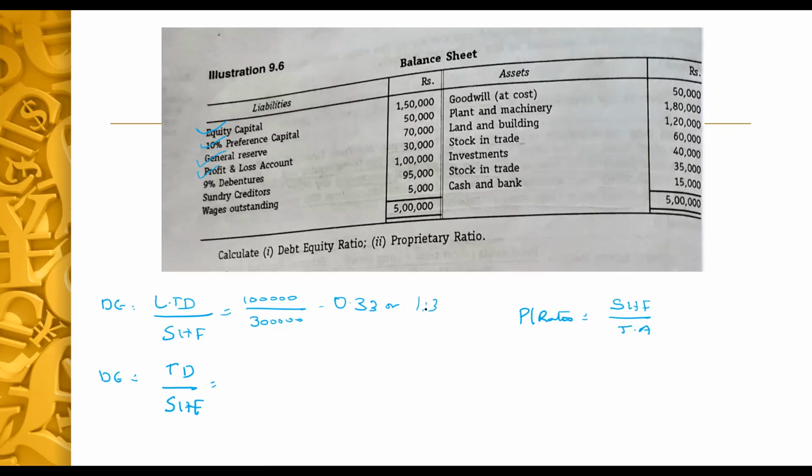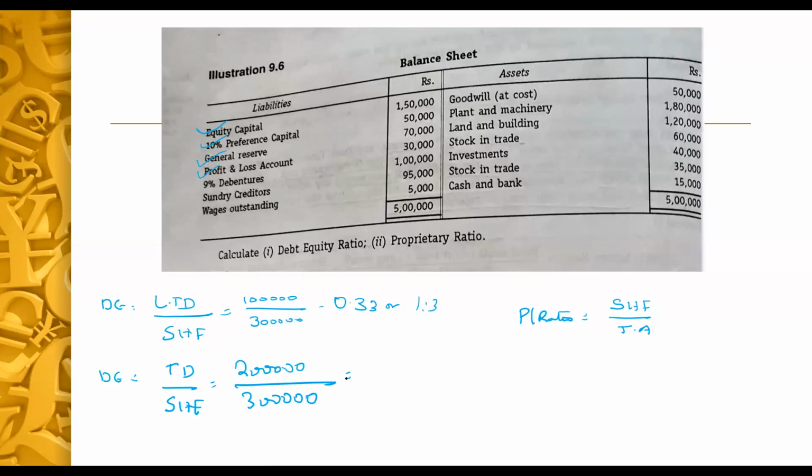And what about the second method? Total debts divided by shareholders fund. Total debts means your long-term debts plus current liabilities. How much is that? Debentures plus sundry creditors plus wages outstanding. It is 2 lakh, divided by shareholders fund, which we have already computed, 3 lakh.